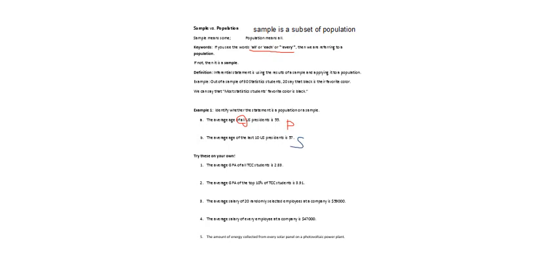Let's do a few more. All right, number 1, the average GPA of all TCC students. Oh, it said all. Must be a population. And then number 2, the average GPA of the top 10% of TCC students is 3.91. I don't see all. I don't see each. I don't see every. Must be a sample.